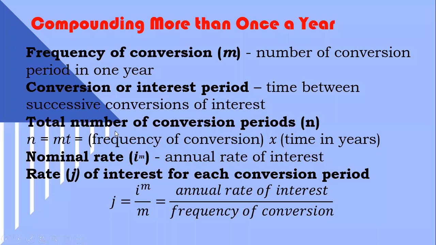And then you need to compute for the total number of conversion periods, which is denoted by N, and can be computed by multiplying the M and the T. And then the nominal rate, which is denoted by I raised to M, is actually the annual rate of interest. And the rate of interest for each conversion period is denoted by J, which is given by the formula I raised to M over M, or the annual rate of interest divided by the frequency of conversion, kung gaano kadalas. So ibang case po ito, kapag compounded more than once a year.